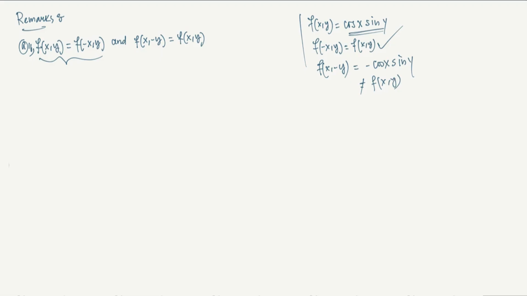So this example does not serve both purposes. So let's say we change this sine to cosine, so this is cosine x, cosine y. Let's just understand this. Then you see that f of minus x, y is definitely going to be f of x, y.